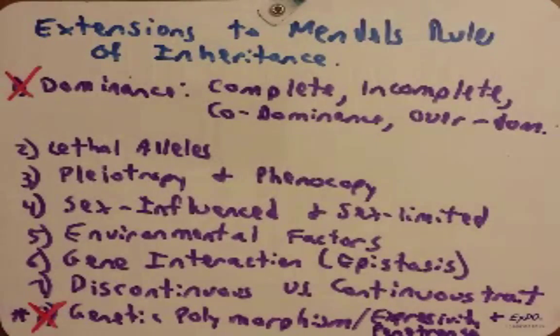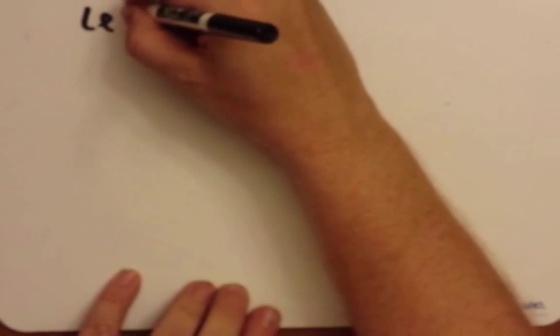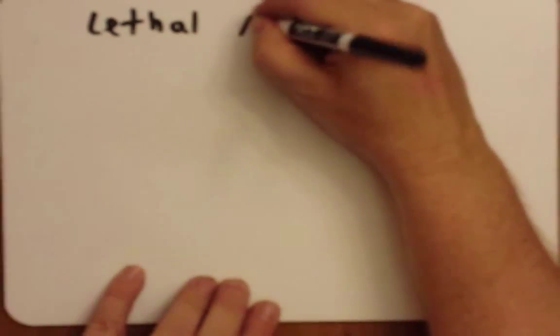Hello and welcome everyone. We're going to continue our discussion of some extensions into Mendel's rules. We're going to start back up talking about lethal alleles and then pleiotropy and phenocopy. Alright, so let's begin talking about lethal alleles.